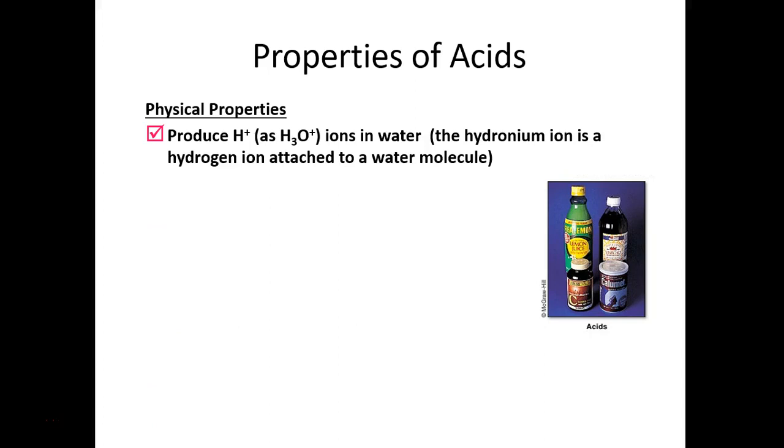Acids will produce hydrogen ions in water. And you see here H3O+ is called the hydronium ion. Now, H+ and hydronium are interchangeable because the hydronium ion is just a hydrogen ion that attaches to a water molecule with a coordinate bond.